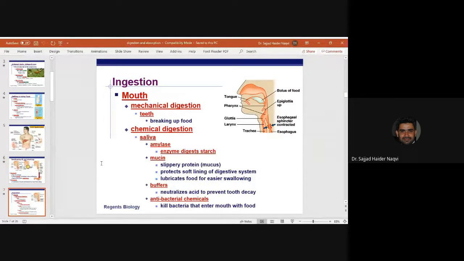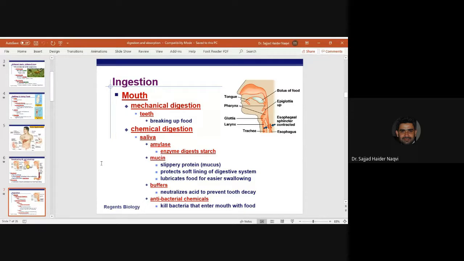Now, as I said, in the mouth there is mechanical digestion, primarily by the teeth. And there is also chemical digestion, which is produced by certain chemicals. The first of these is called saliva. Saliva is a secretion that comes from different glands within the mouth region, and it contains a few enzymes like amylase, which is a particular enzyme that helps the digestion of carbohydrates.